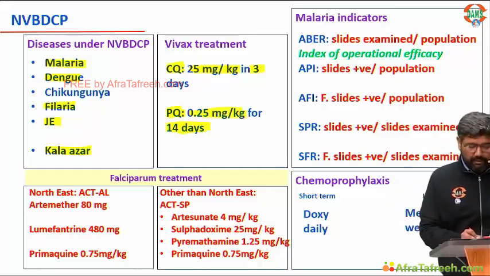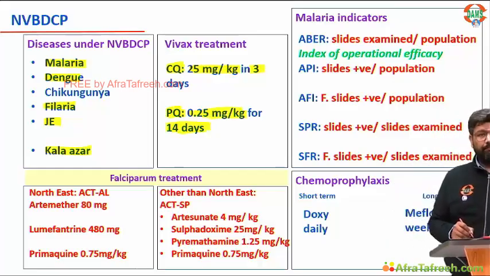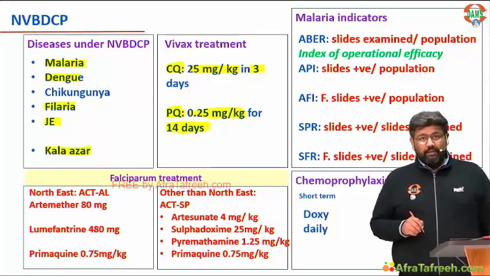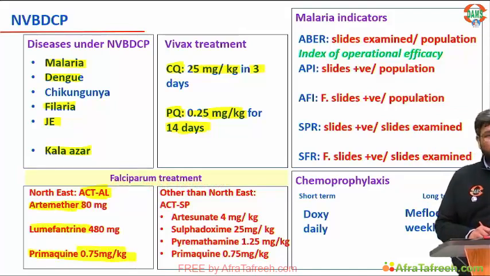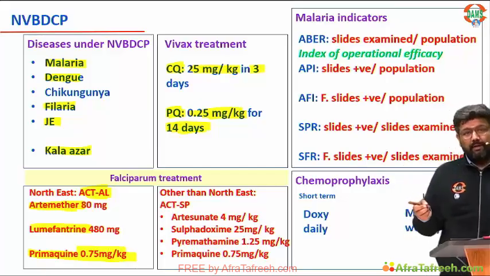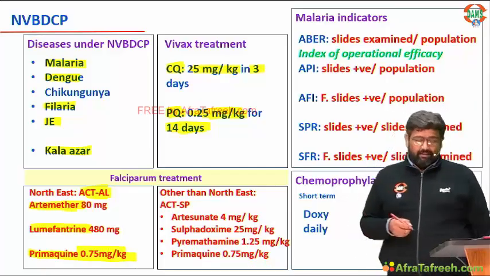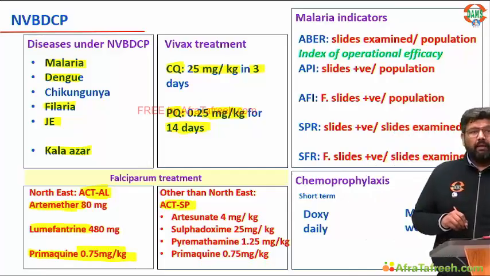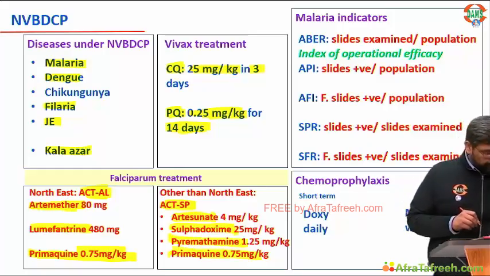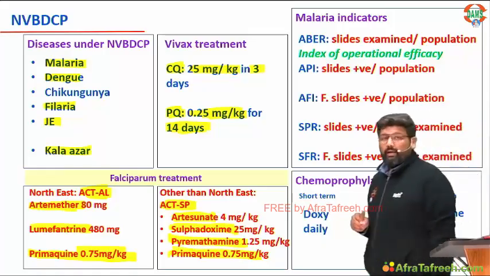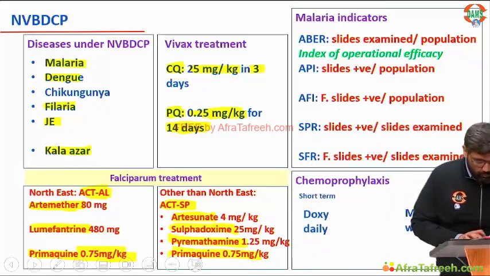Primaquine is 0.25 mg per kg for 14 days. If I talk about falciparum treatment, then in the Northeast we give ACT-AL, right? Here, artemether, lumefantrine, primaquine. For areas other than the Northeast, because in the Northeast we see resistance to ACT-SP. Other than the Northeast, we have ACT-SP: artesunate, sulfadoxine, pyrimethamine, and primaquine, right? So guys, they ask you the duration.